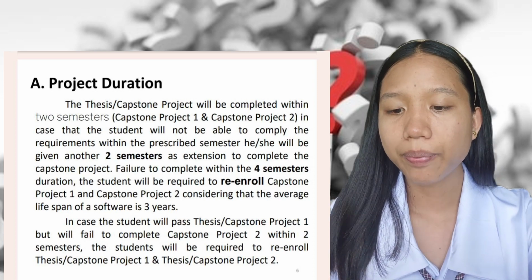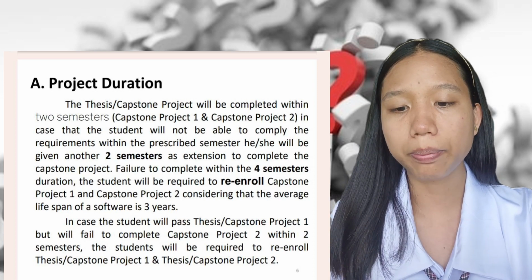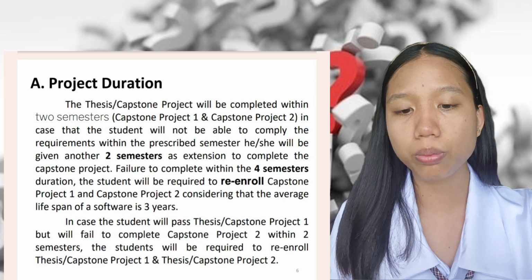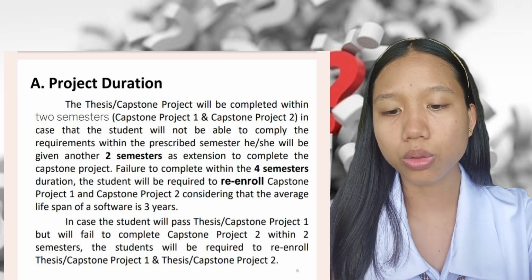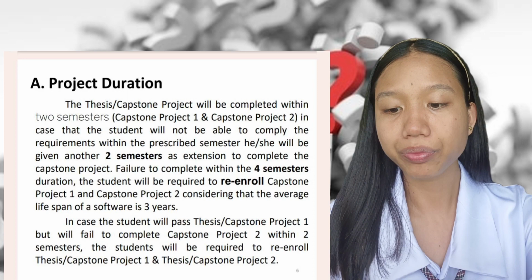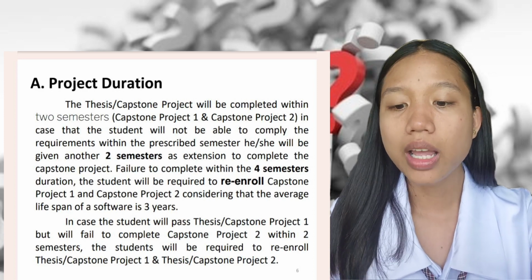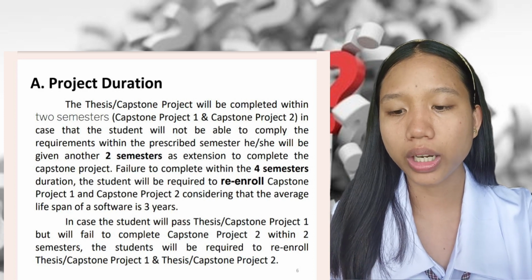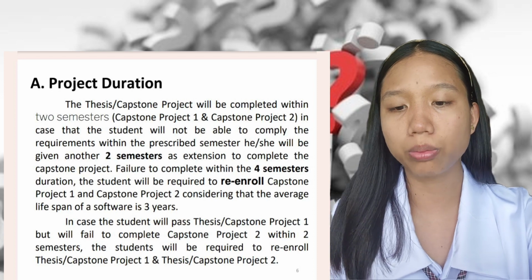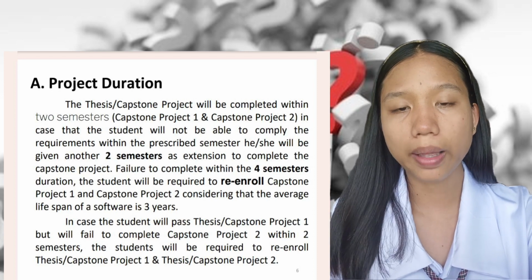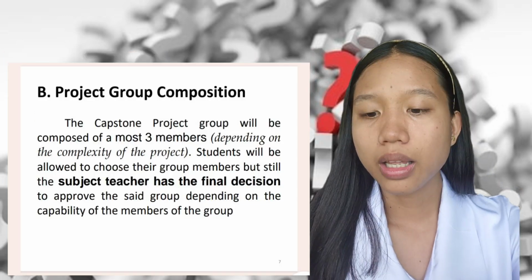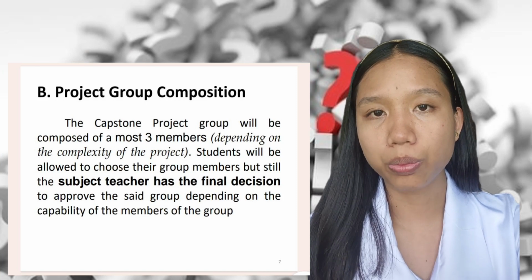In case the student will pass thesis or Capstone Project 1 but will fail to complete Capstone Project 2 within 2 semesters, the student will be required to re-enroll thesis or Capstone Project 1 and thesis or Capstone Project 2. B is the project group composition.